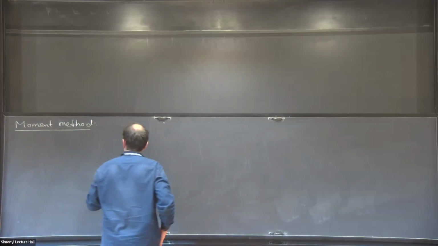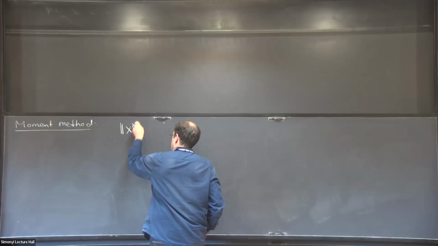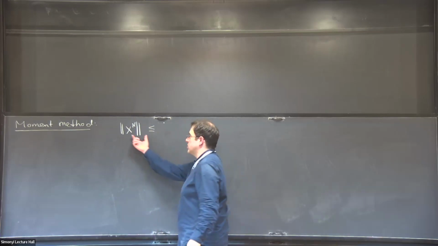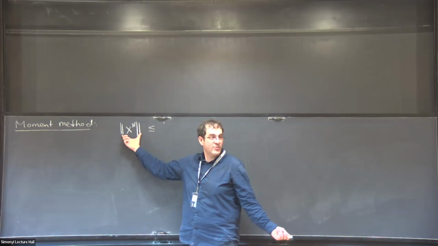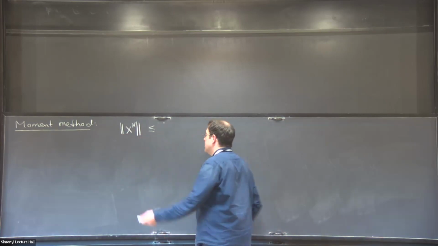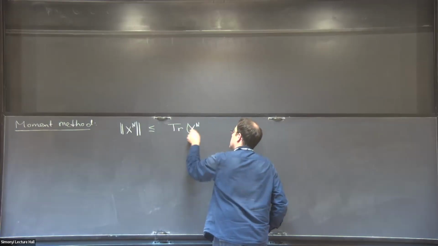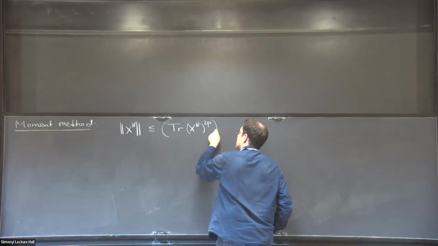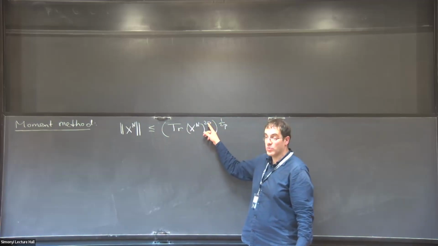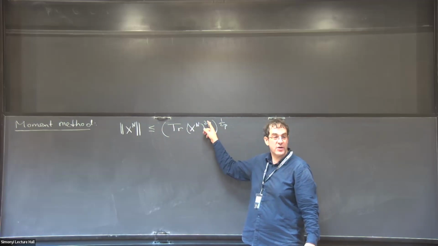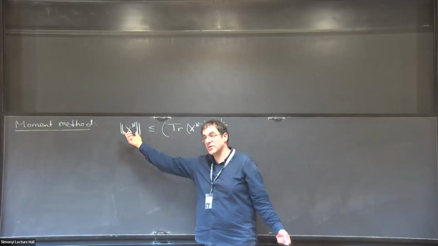Okay? So what we notice is that if I have an n by n random matrix, let's assume it's self-adjoint for simplicity, the norm is the largest absolute value of the eigenvalues of the random matrix. Of course, I can upper bound this by the trace of X_n to the power 2p, to the 1 over 2p, because what is this? This is just the L^2p norm of the eigenvalues, right? The sum of the eigenvalues to the power 2p, to the 1 over 2p. It's a sum, so it's larger than the largest one.